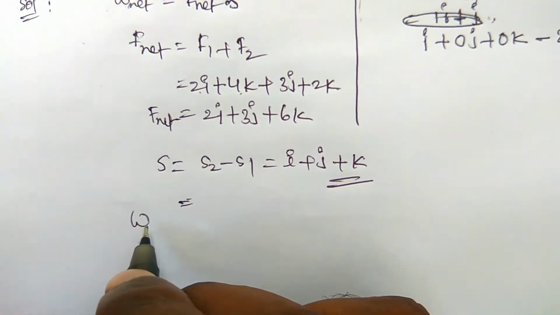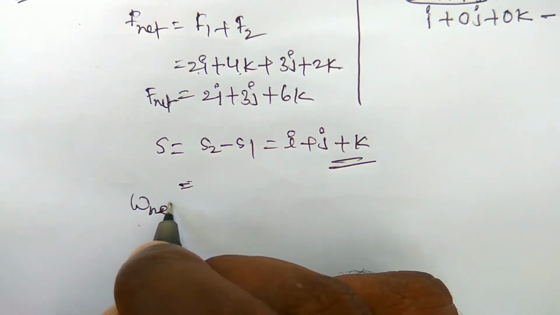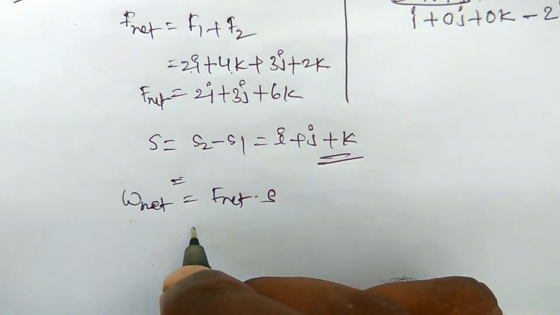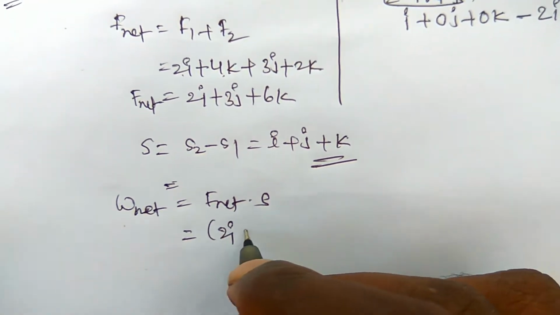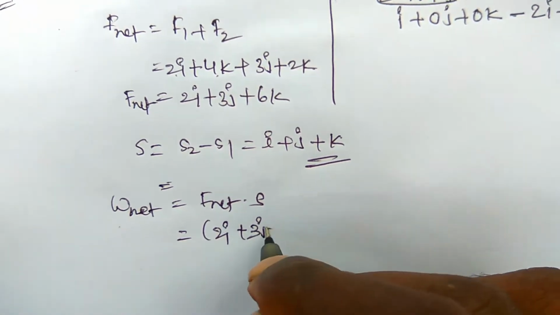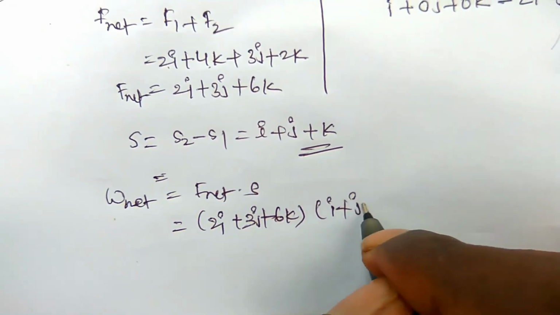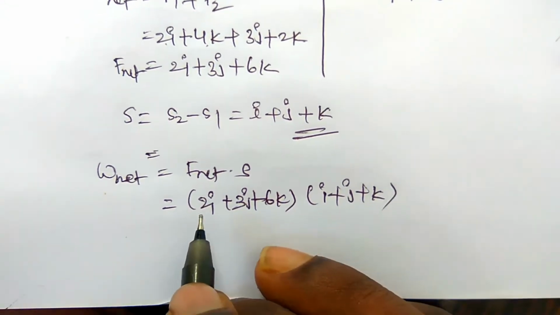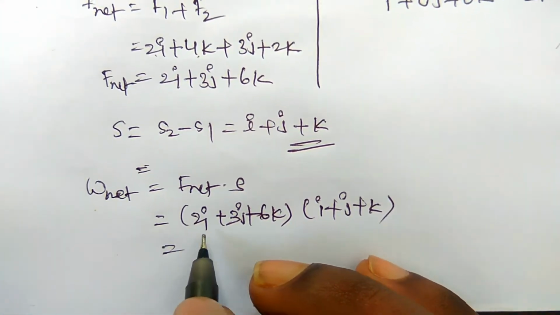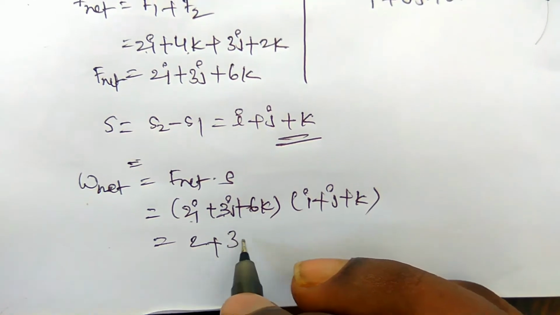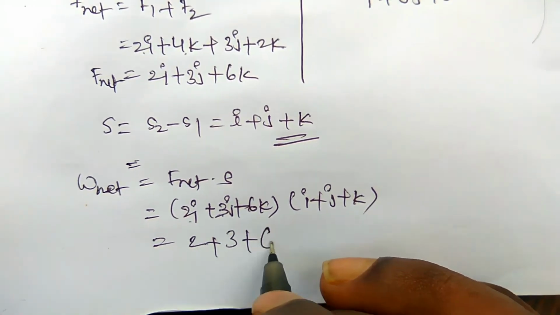Therefore, net work done is equal to F net dot S. What is F net? 2i plus 3j plus 6k, dot i plus j plus k. So this is the scalar product: 2 into 1 is 2, plus 3 into 1 is 3, plus 6 into 1 is 6.